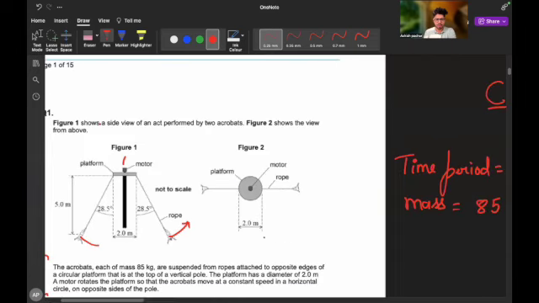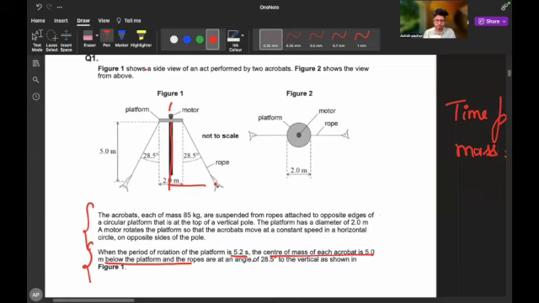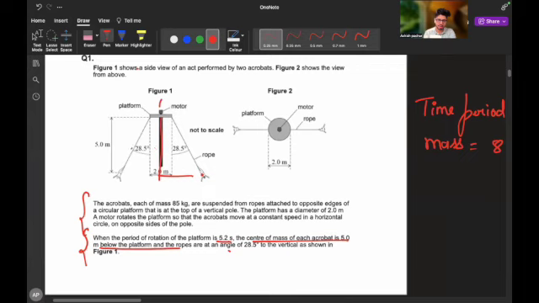So they are simply mentioning that the center of mass of each person is 5 meters from the motor. That is the 5 meter distance, and they have even pointed it out here. And the angle is 28.5 degrees, which the rope makes with the vertical as shown in the figure.